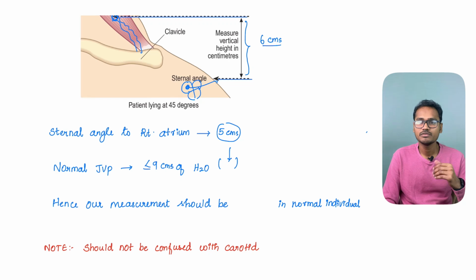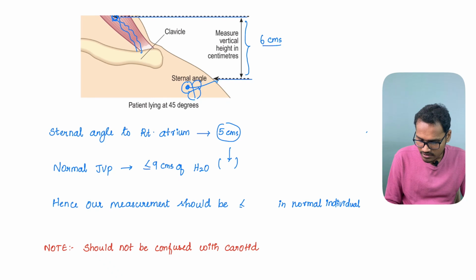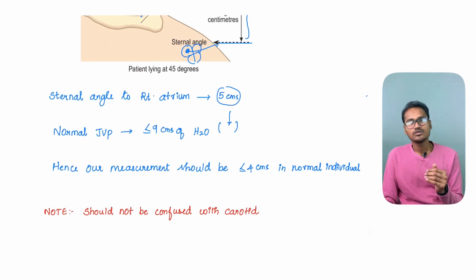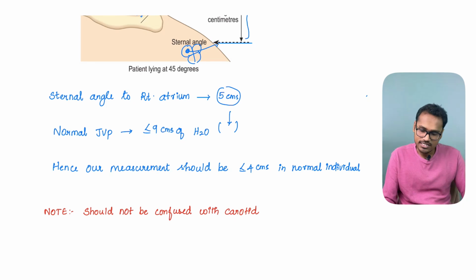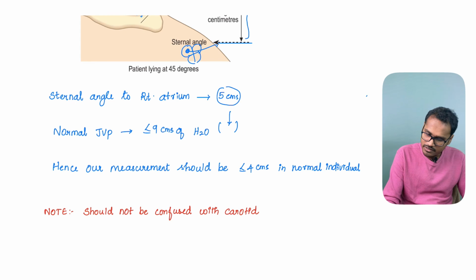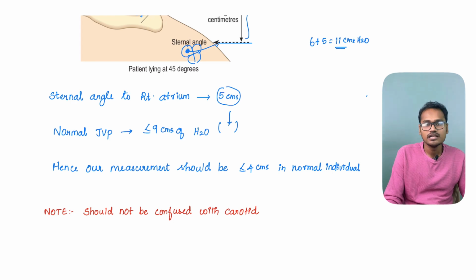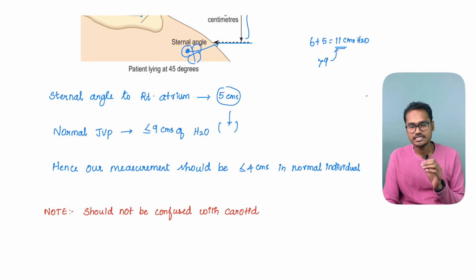So in our measurement, whatever we are measuring, this 5 centimeters should be included. So already 5 centimeters is included. So whatever measurement we are doing, that should be less than or equal to 4 centimeters. Why? Because 5 centimeters is already added. So if you add 4 more to it, it is still 9, which is in the normal limit. But in our example, I told you it is 6 centimeters. So 6 plus 5 will give us 11 centimeters of H2O. In our example, it is more than 9. So obviously this patient has a raised JVP.